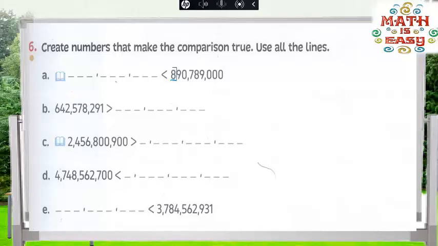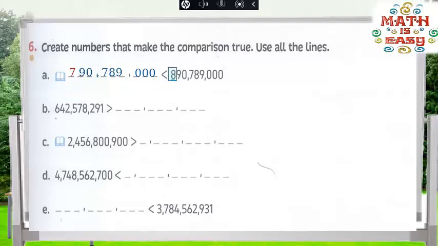So you should write here 7 in the highest place, and write all the digits. Write 9, 0, 7, 8, 789, and the last period 3 zeros. Now what do we make? We make the comparison true. 7 million or 790 million less than 890.